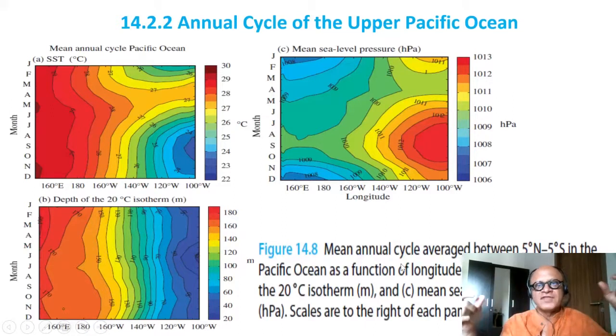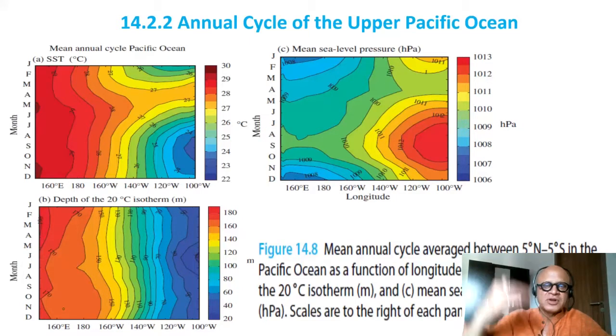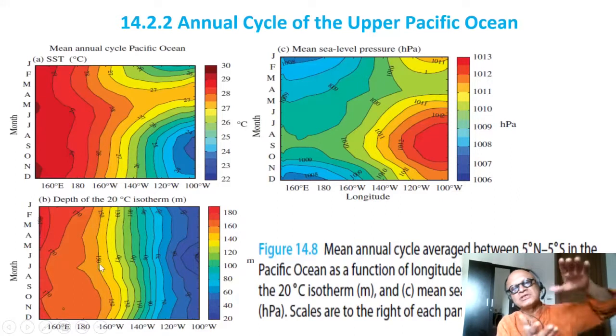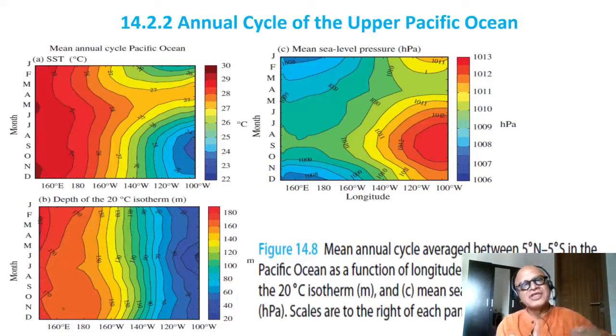So that's the main dominant meridional scale of the processes involved in El Nino, other than the perturbation to the Hadley cell and the Walker cell and so on. So we're looking at SSTs, the depth of the 20-degree isotherm, which is considered the thermocline in the deep tropics. In the higher latitudes it's not that well defined. And the mean sea level pressure in hectopascals.